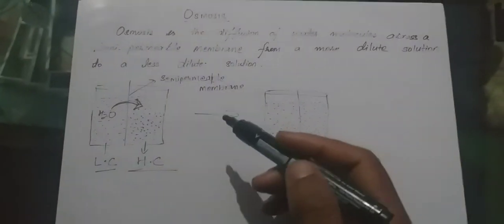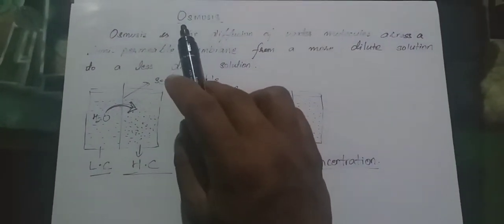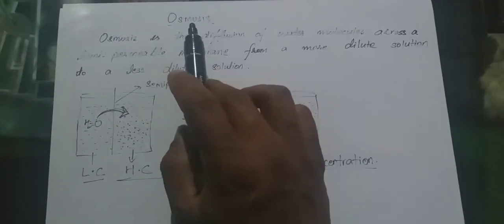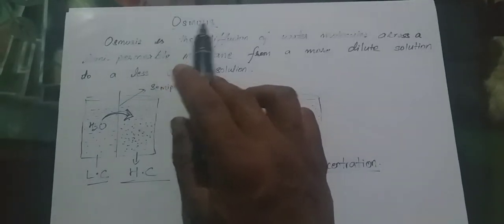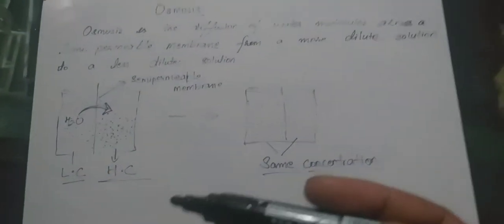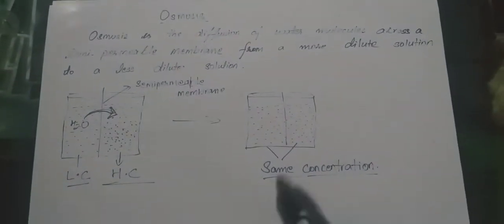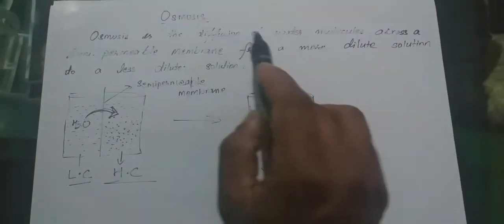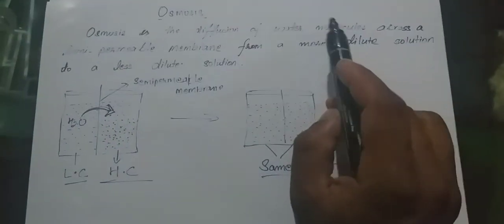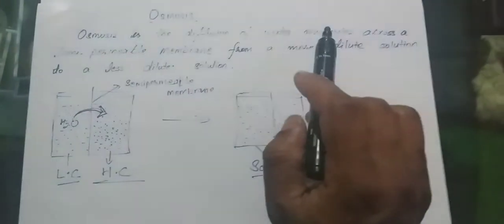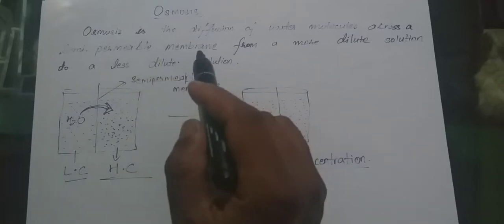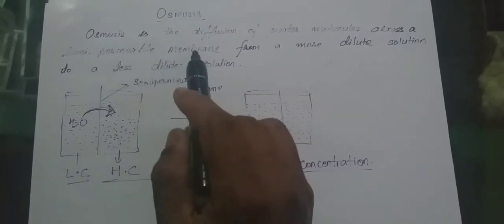Okay, so the final part of this episode is osmosis. So what is osmosis? There is a very little difference between osmosis and diffusion. Please understand carefully. Osmosis is the diffusion of water molecules. So it is also diffusion, okay, diffusion of water molecules across a semi-permeable membrane.